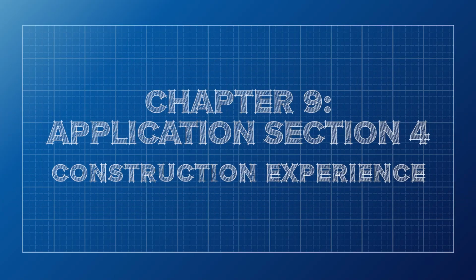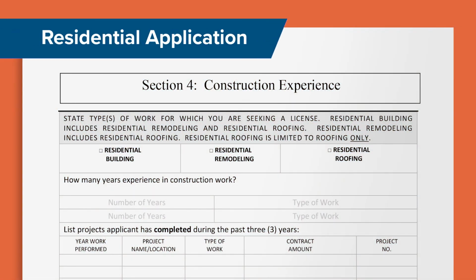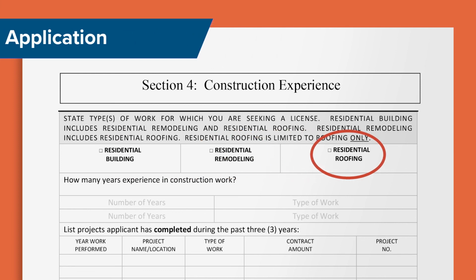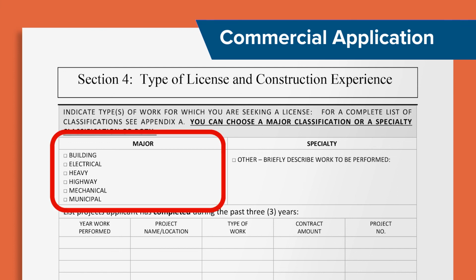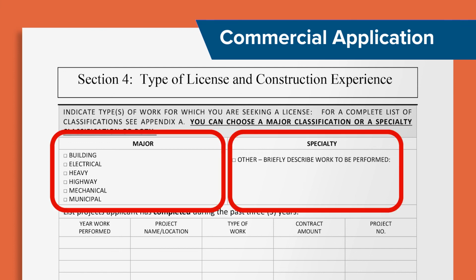In Section 4, you will need to indicate the type of work for which you are seeking a license. If you are completing a residential application, you may choose residential building, residential remodeling, or residential roofing. If you are completing a commercial application, you can select a major classification, a specialty classification, or both.